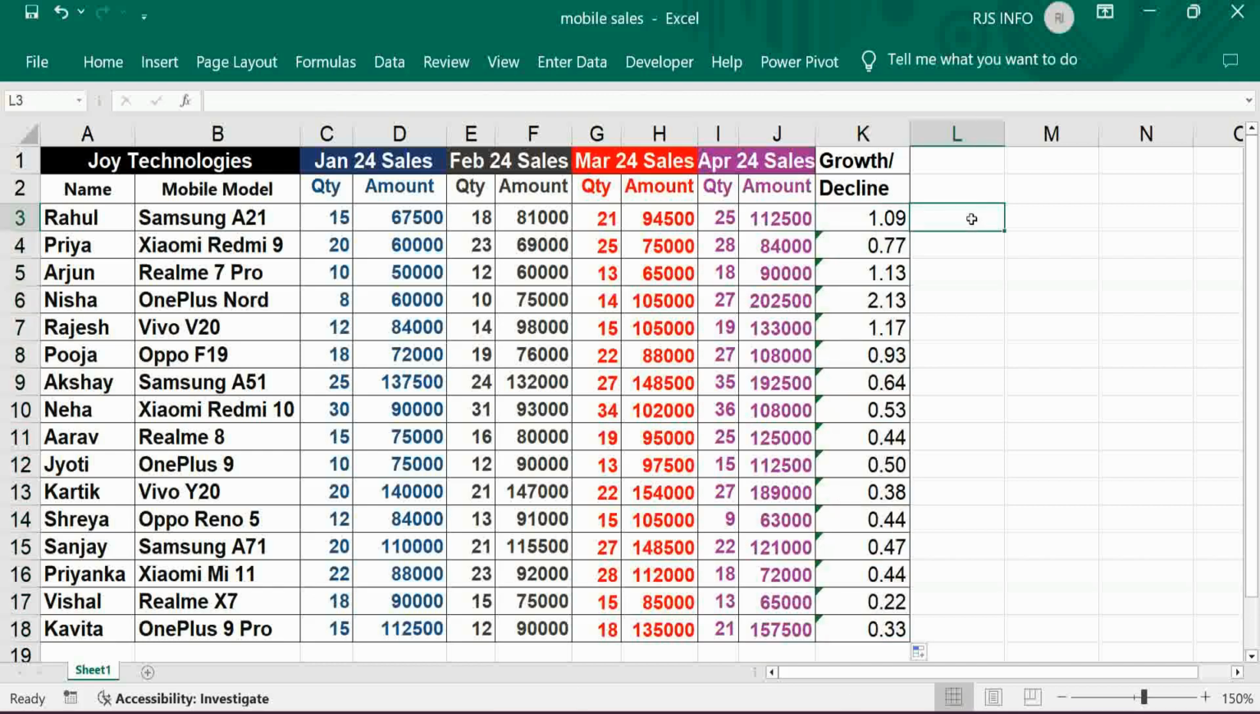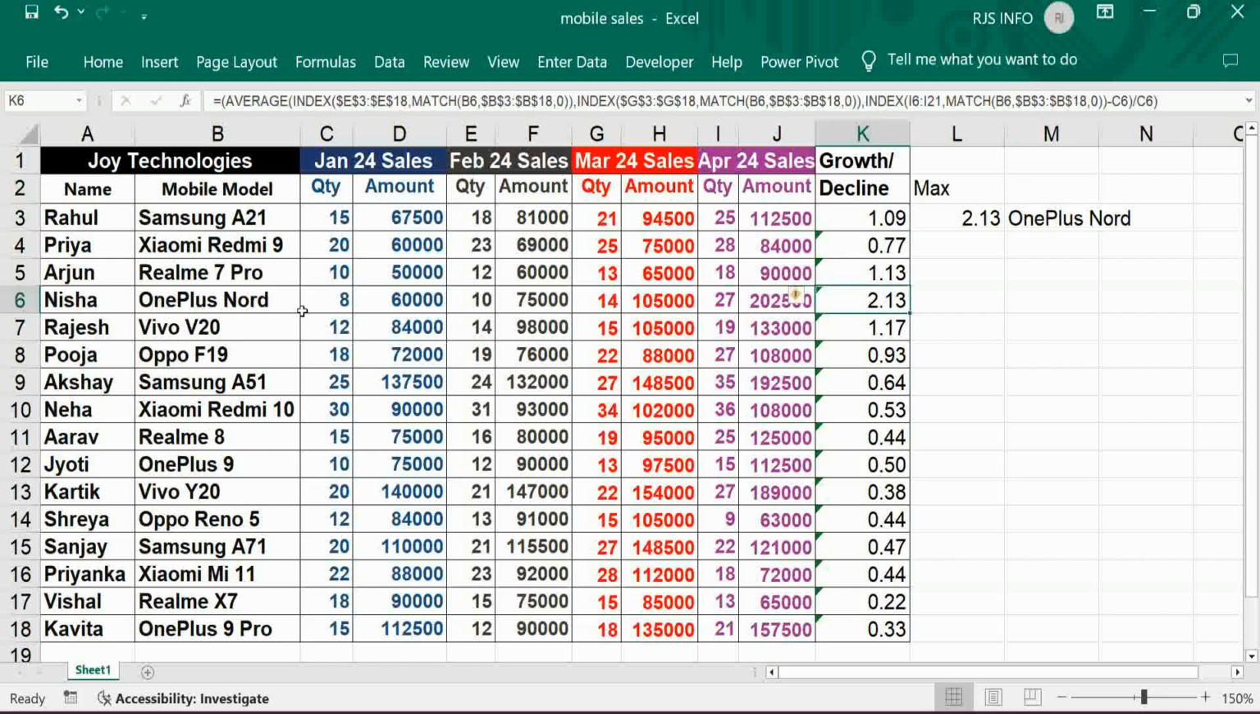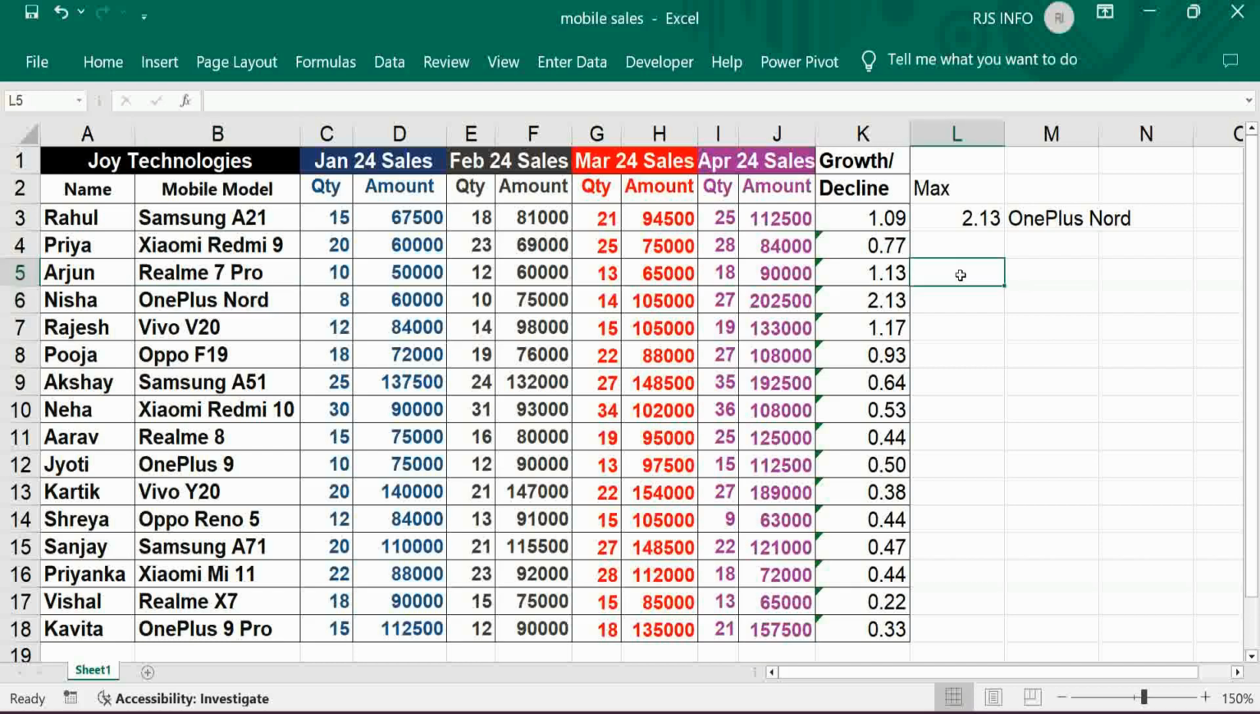We want to know which is the best one. So max, this is for maximum, which is the highest growth. This is one of the best, OnePlus Nord. The same way we can trace out the minimum also, the least one. For that also we are able to trace the model number, Realme X7.